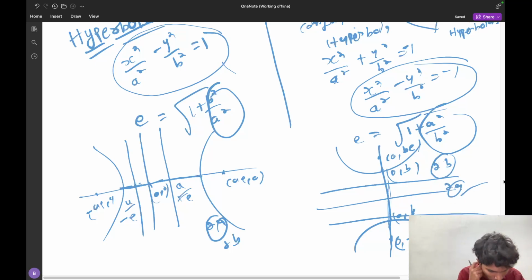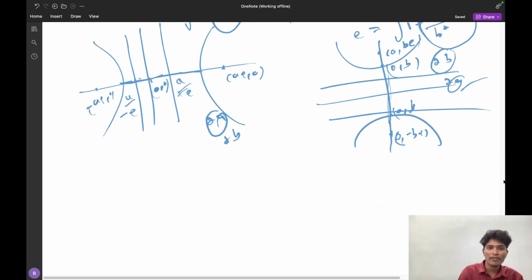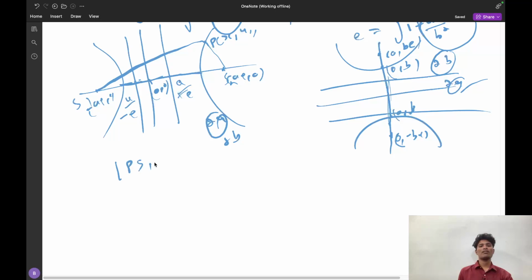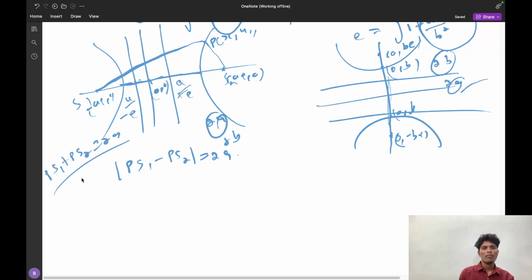You have to understand, here we will find the difference of the distances. Suppose this is a point (x1, y1). If I join the foci like this, the distances are PS1 and PS2. What is the relation? PS1 minus PS2 is equal to 2a. Very important. In the ellipse, we learned PS1 plus PS2 is equal to 2a, but here it is opposite. The difference here will be 2a.